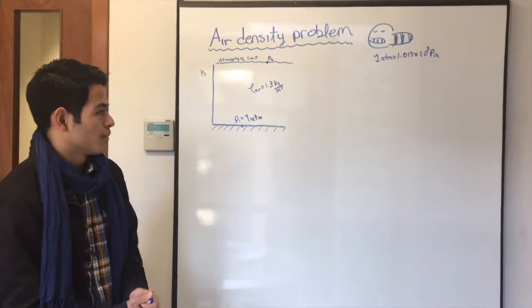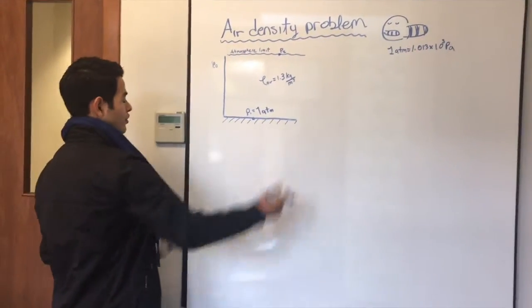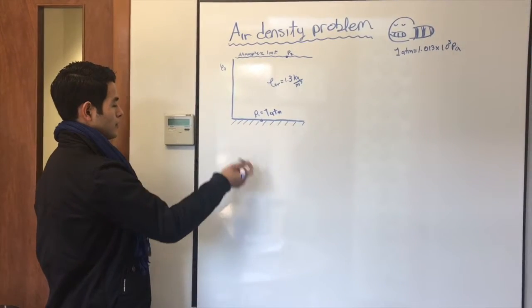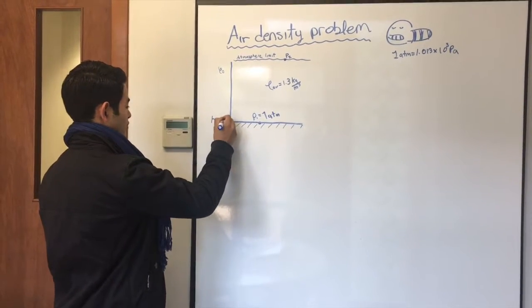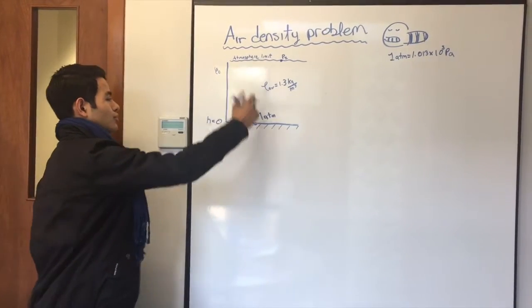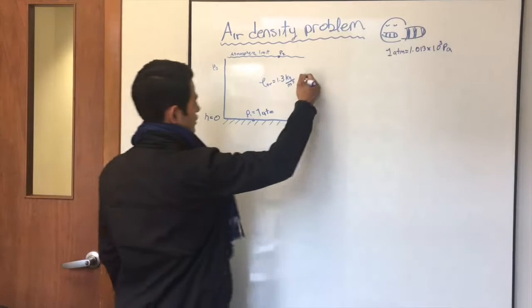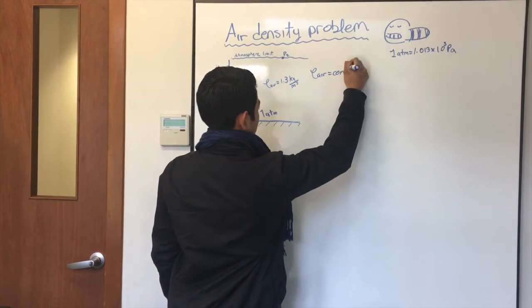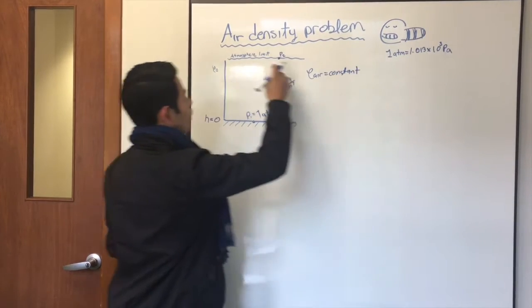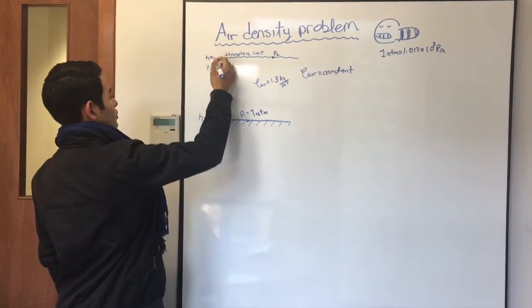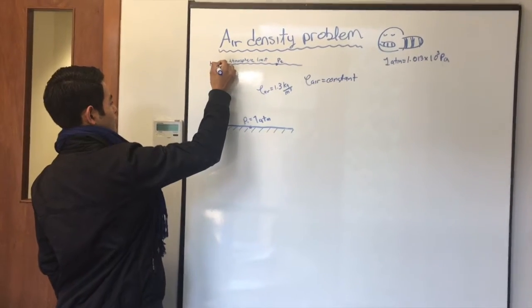uniform. So in this diagram we can see we have here the ground level, where H is 0, and supposing the density of air is a constant, how high would the atmosphere be? So we need to find this H2.